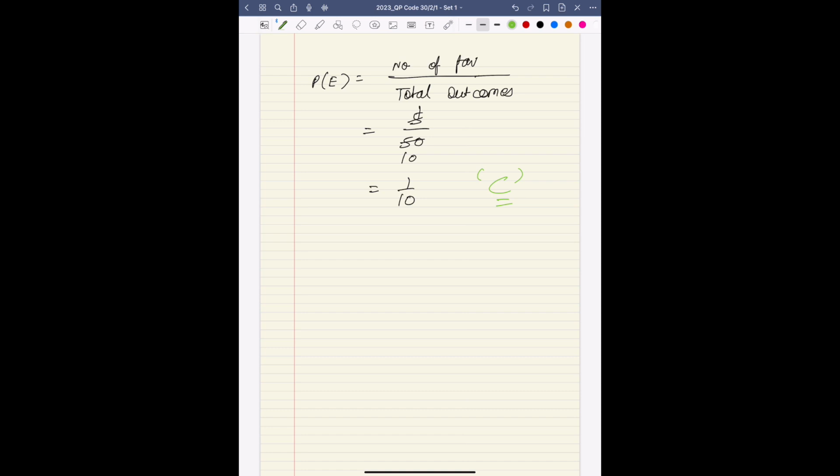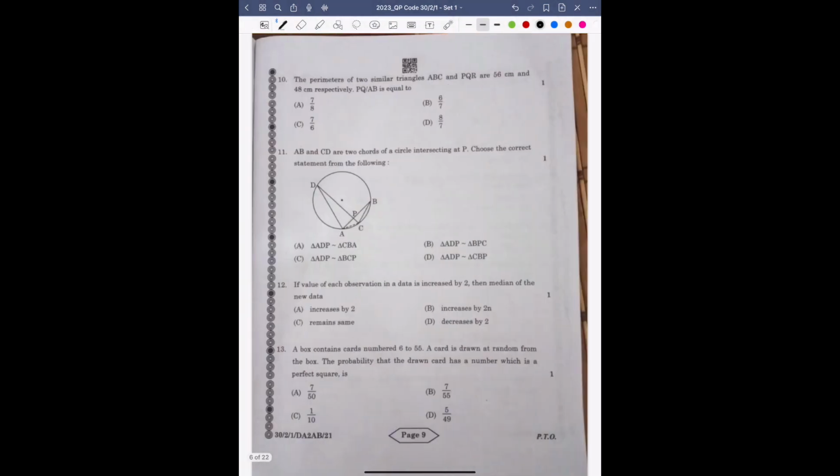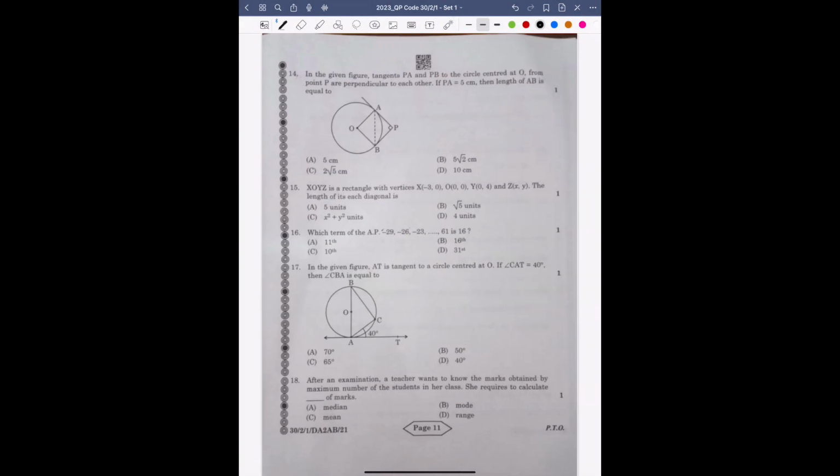Okay, moving on to question number 14. Question number 14 is from circles, triangles, mix. It's actually from circles, right? It says in the given figure, let me show you. This is for people who don't keep the question paper with them. So this is a circle. Let's read it. Please read the question carefully before you answer it.